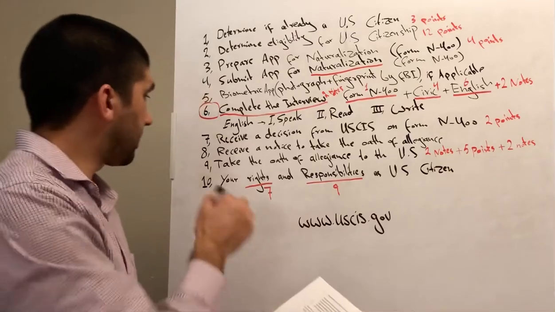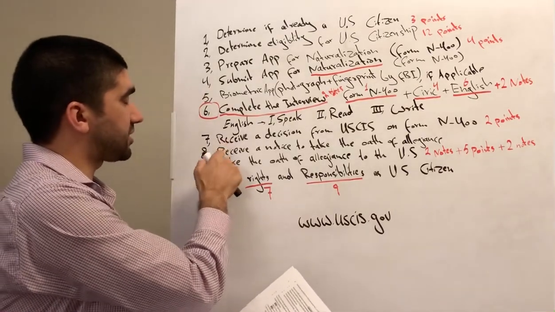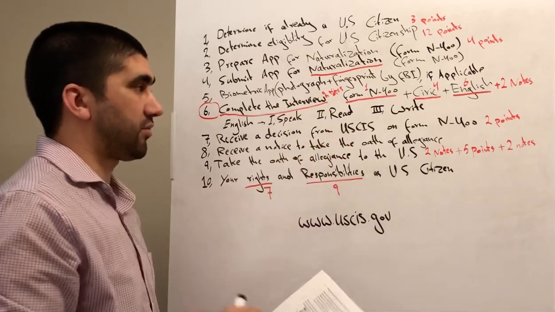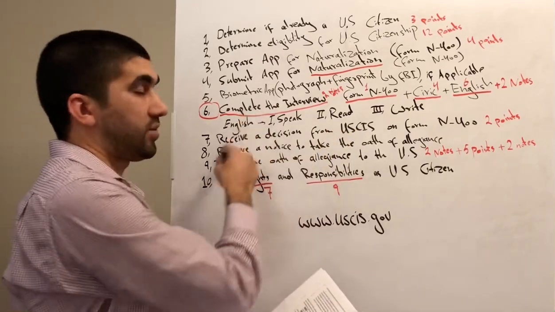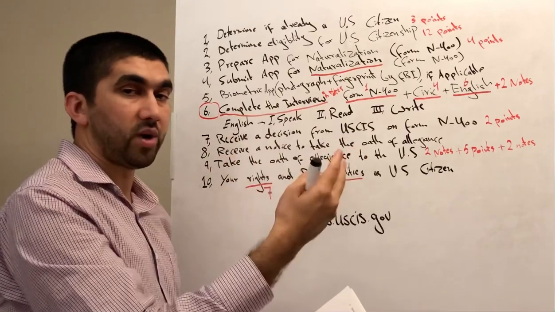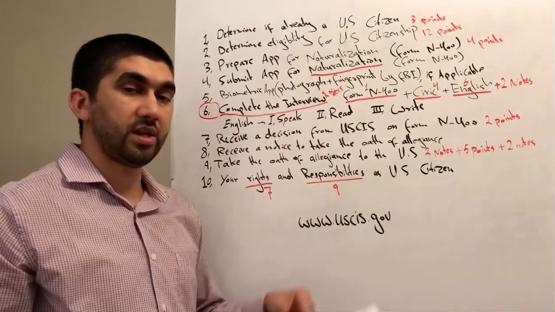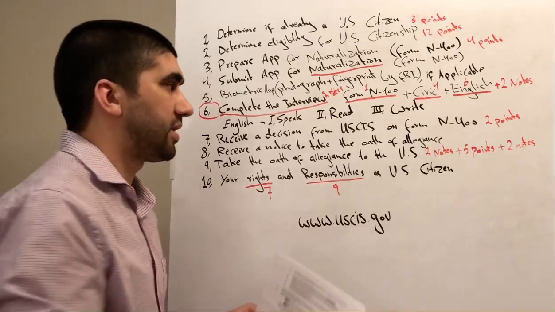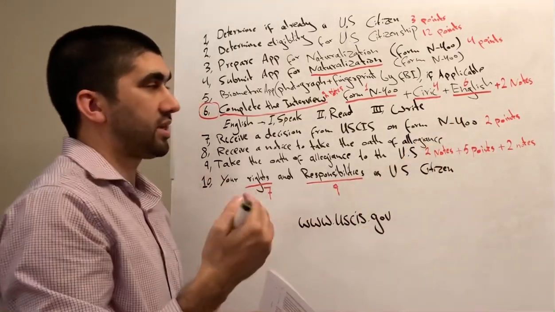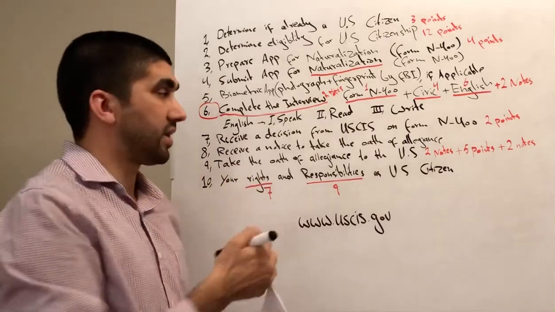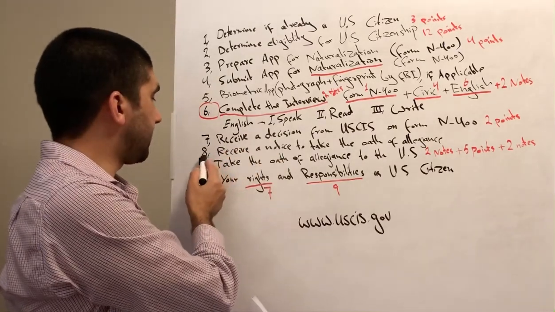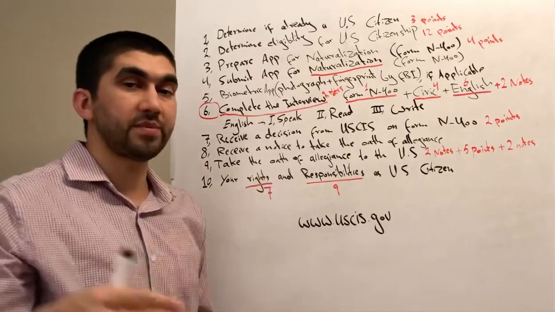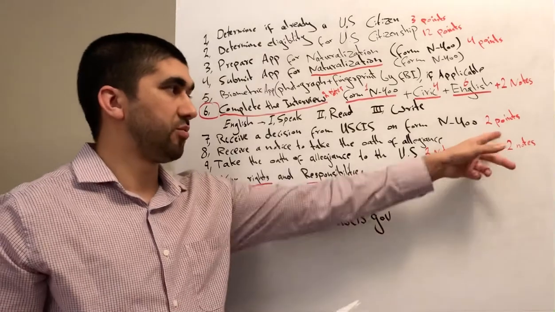Now coming to point number 7, we say receive a decision from USCIS on form N400. So once you're done with the interview, let's say you go home and then you wait for the decision, where you can hear a positive or a negative, an approval or a denial. Then there are 2 points over here. If you have heard something positive, then you automatically go to number 8. And if you have heard something negative, what should you do? We have 2 points here.